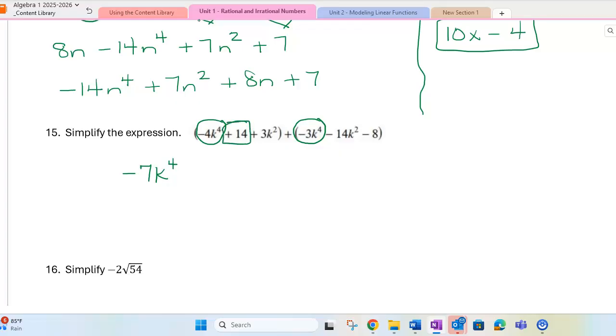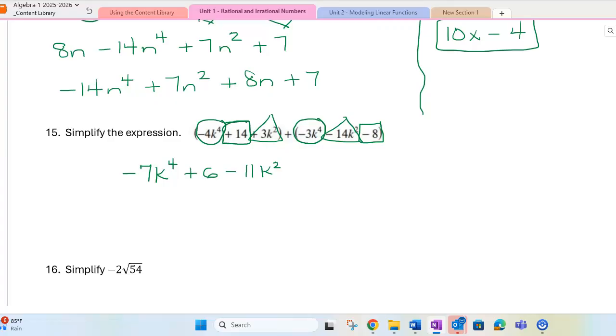Oh, I need to draw a square. I'm putting it around a number that does not have a variable. So that means I'm going to find this as the matching one. And what is 14 minus 8? The answer is a positive 6. Then I'm going to do 3k squared minus 14k squared. So k squared is what's in common, and 3 minus 14 is -11.